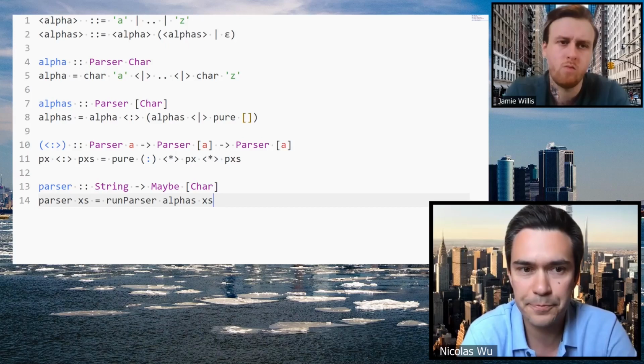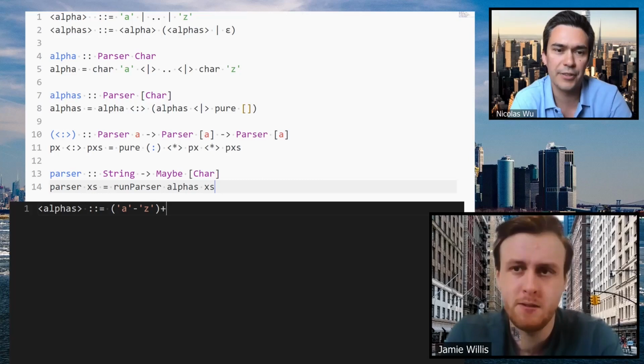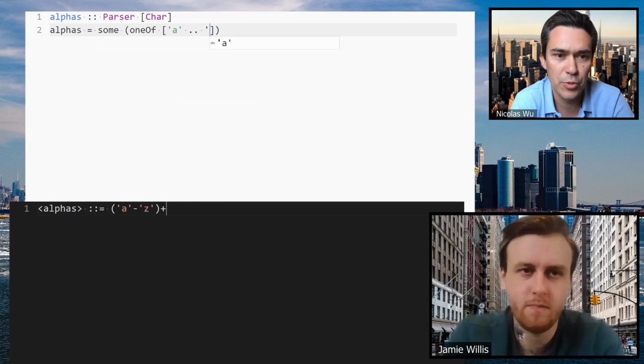Right. So those combinators seem really verbose. I usually just use EBNF like this, where you'd use a character class and a plus, and it gets rid of a lot of the bloat. Oh, yeah, sure. That makes sense. Well, you can also do this with combinators as well. Here's what you'd do with alphas.